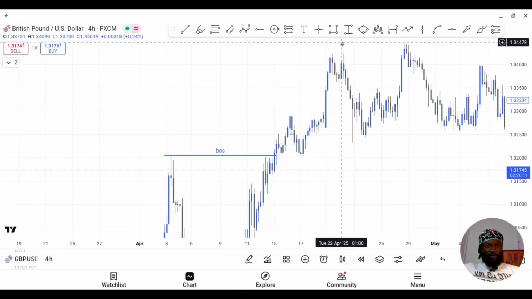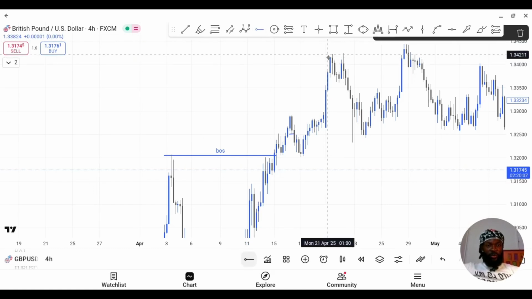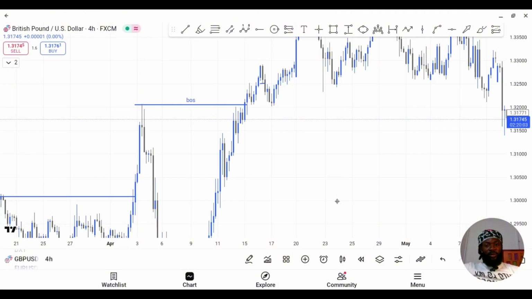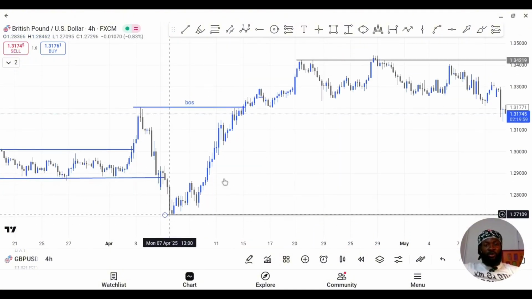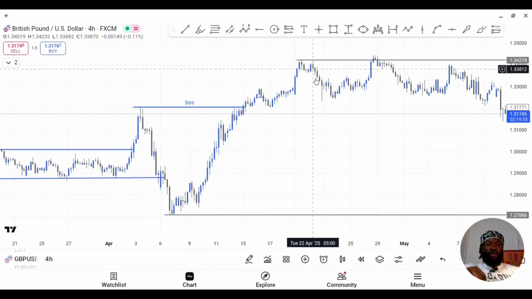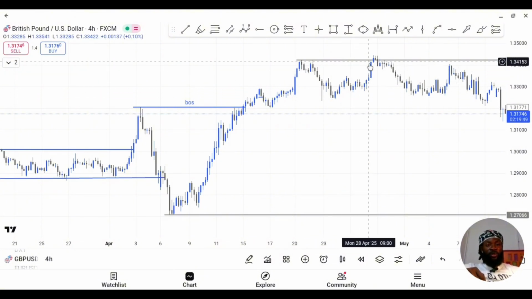Now, let's say here is where we see our final pullback. Now you see the market from this low to here, the market moves all the way here before we see our correction, which is our pullback. When we see our pullback again, what do we see? We see a break of structure.